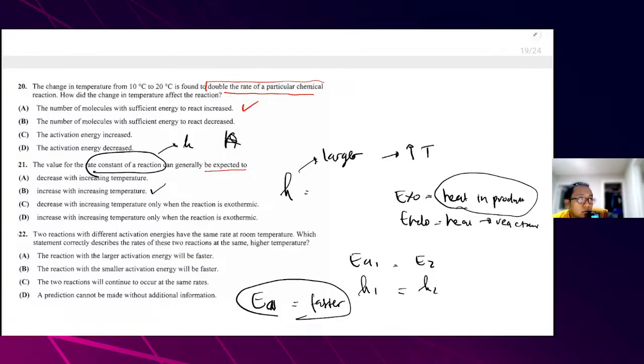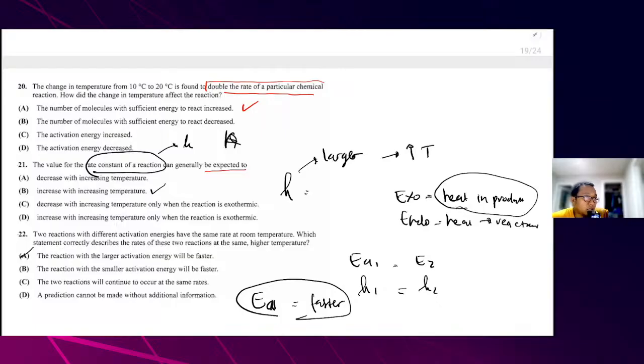Remember, for number 22, the reactions with different activation energy have the same rate at room temperature. What happens when we raise the temperature? The higher the activation energy, the more sensitive the reaction is to change in temperature. So at higher temperature, the reaction with larger EA will speed up more. So the answer will be A.